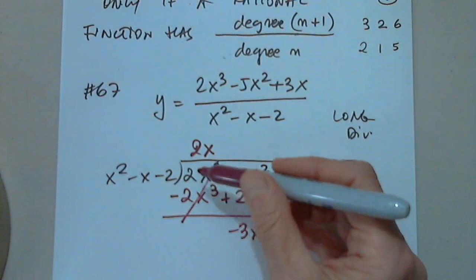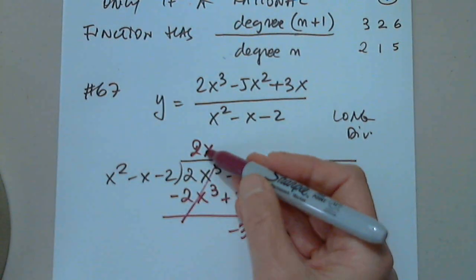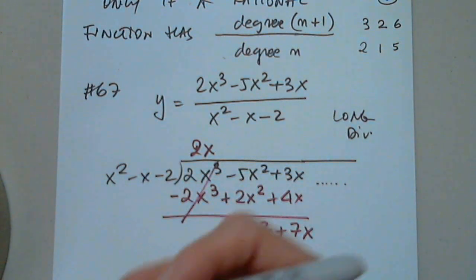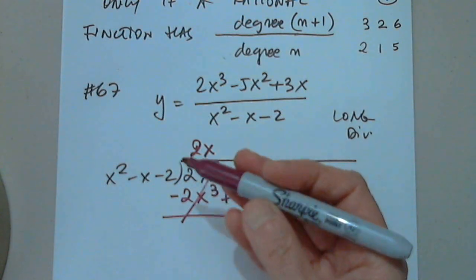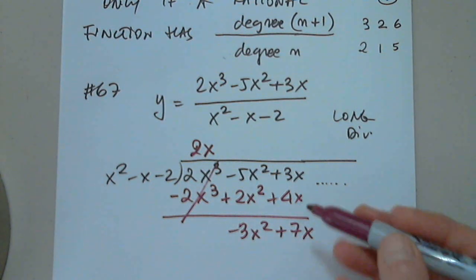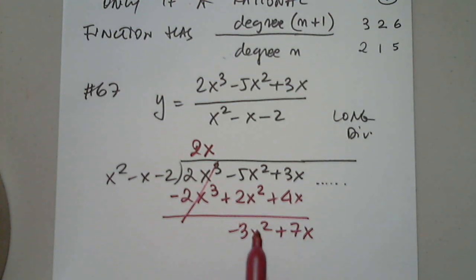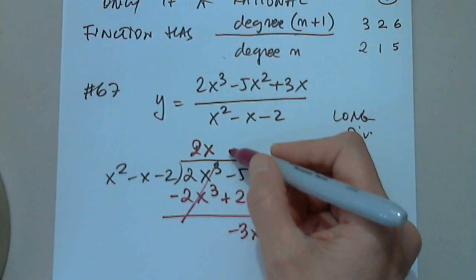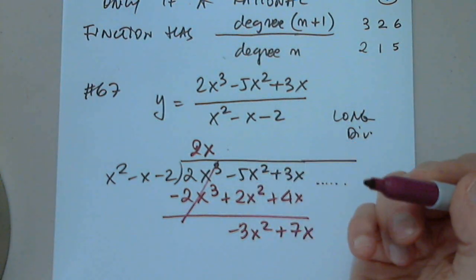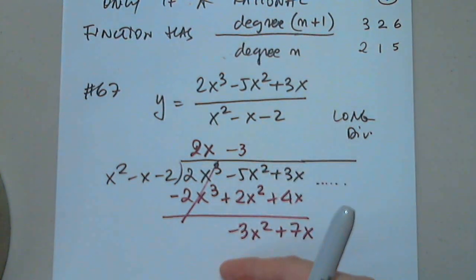2x times x squared is positive 2x cubed, but I have to subtract. 2x times negative x is negative 2x squared, but I have to subtract. And 2x times negative 2 is negative 4x. I have to subtract. X squared times what is negative 3x squared? Negative 3. I have to distribute now, changing the sign.